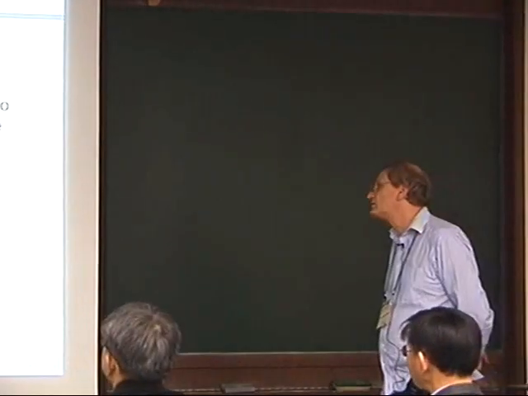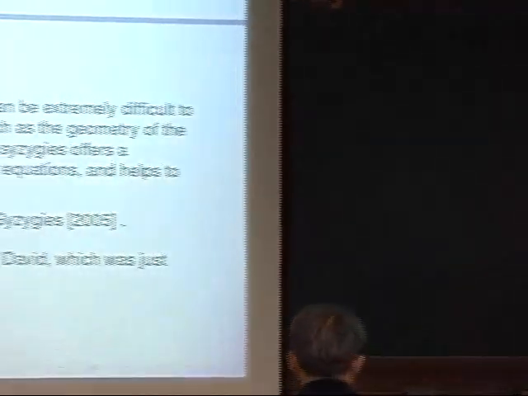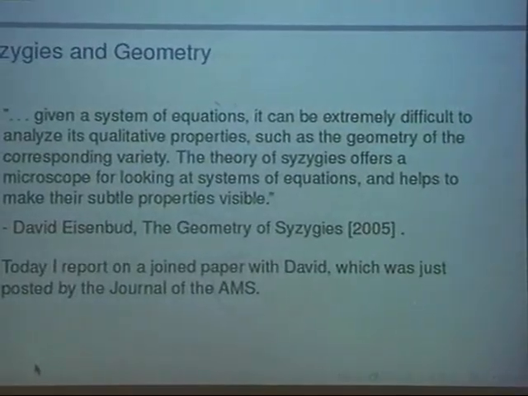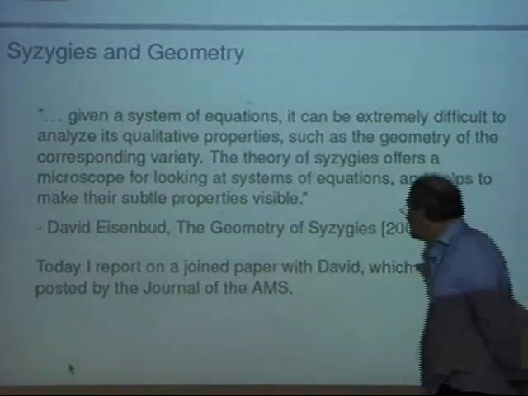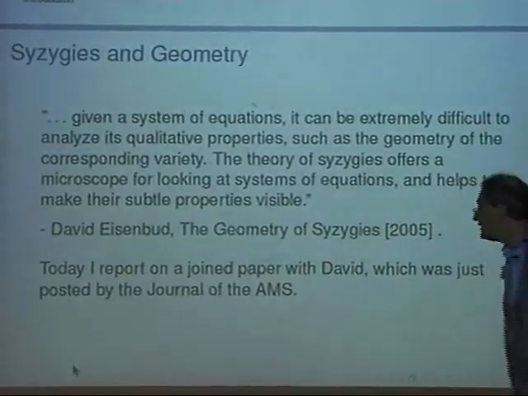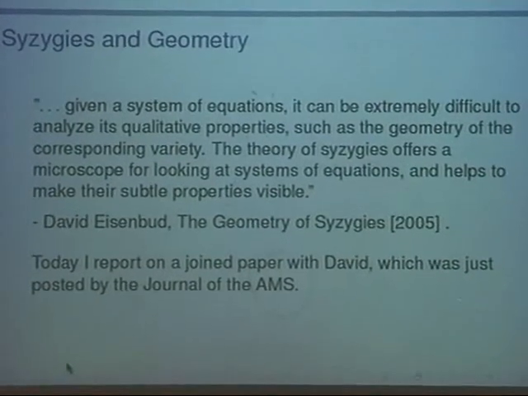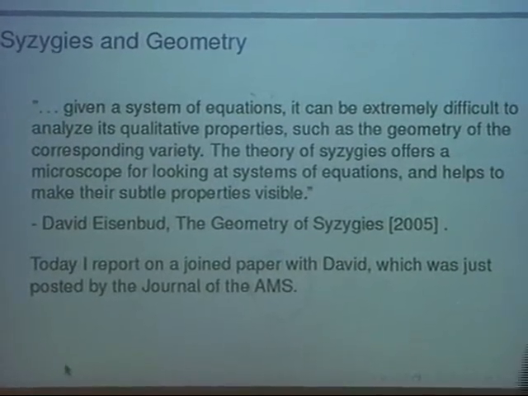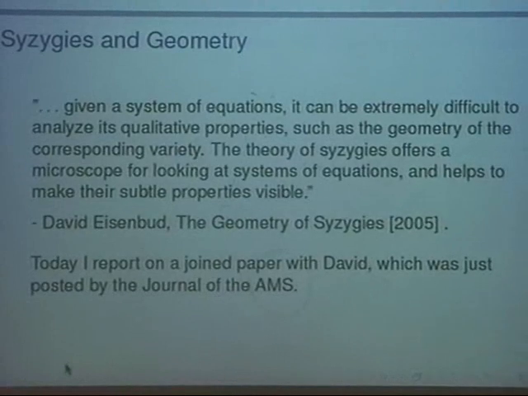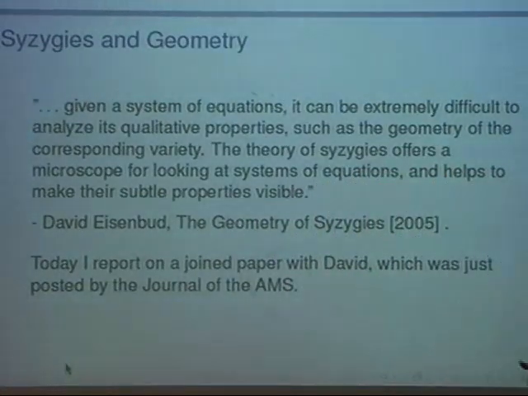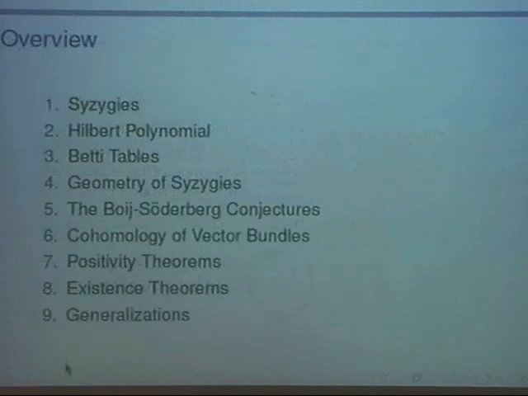This is a topic which has been close to my heart for a long time. To quote my teacher, David: given a system of equations, it can be extremely difficult to analyze its qualitative properties, such as the geometry of the corresponding variety. The theory of syzygies offers a microscope for looking at the system of equations and helps to make their subtle properties visible. Today I report on a joint paper with David, which was posted at the Journal of the AMS.